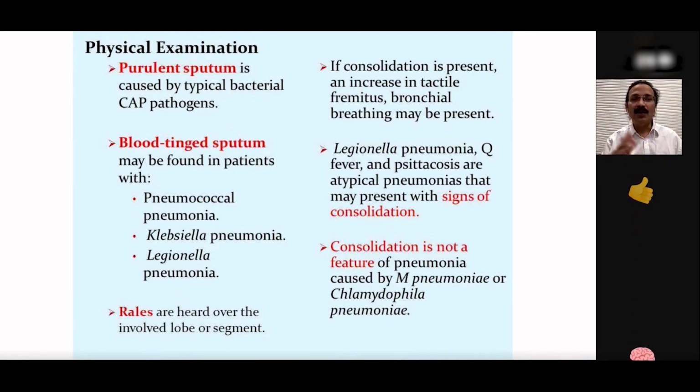Now, why are they called atypical bacteria? I need to spend at least a minute on this. That is Chlamydia, Mycoplasma, Legionella. When we talk of bacteria, I explained that Streptococcus pneumoniae is one of the commonest. It's a gram-positive coccus, whereas Haemophilus influenzae and Moraxella are gram-negative bacilli.